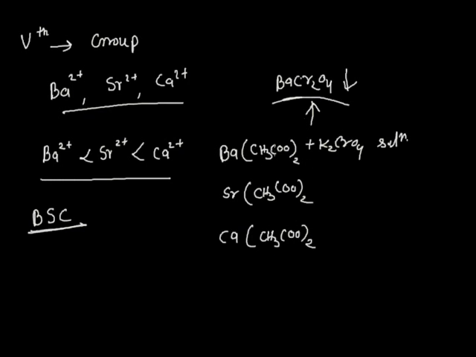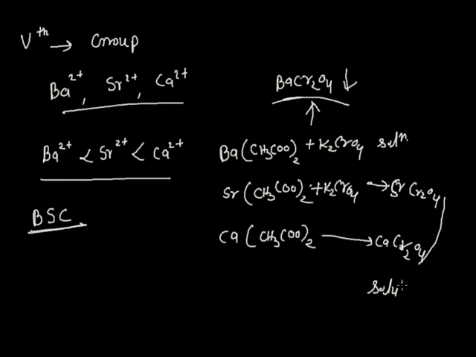only barium forms a precipitate. If our salt contains strontium or calcium, then after addition of K2CrO4 solution, strontium forms strontium chromate, and similarly calcium forms calcium chromate. But strontium chromate and calcium chromate both are soluble, since the Ksp value of strontium chromate and calcium chromate is comparatively higher than barium chromate. That's why only barium chromate is precipitated, due to its lower Ksp value.